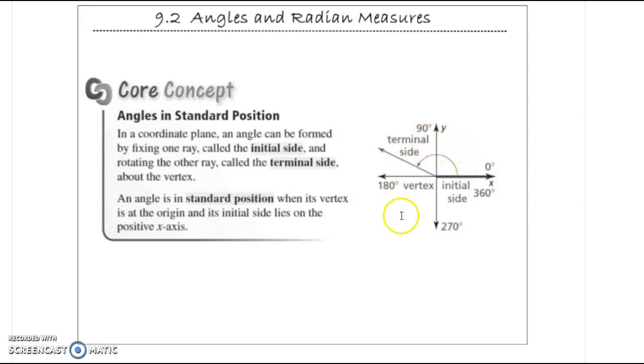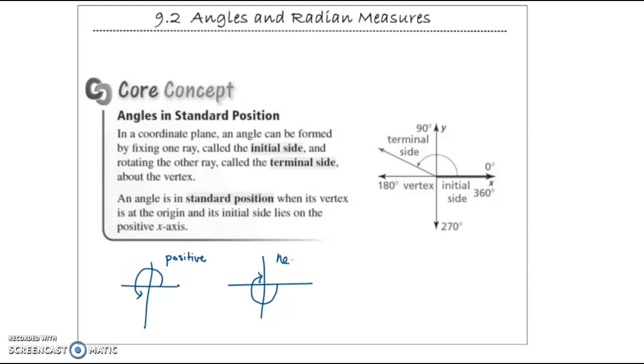That's the positive direction. So when we're going this way, that is the positive direction, versus when we start at the x-axis and we go clockwise, that is a negative direction. So the initial side is on the x-axis. The other ray, the other side of the angle, is called the terminal side. And we rotate that about the vertex, or about 0, 0.